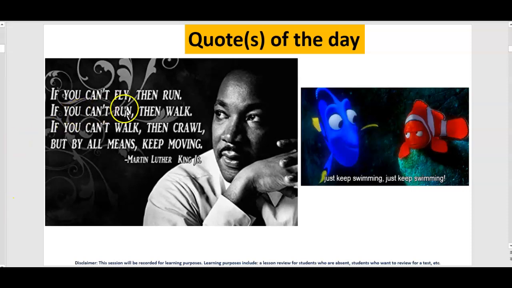If you can't fly, then run. If you can't run, then walk. If you can't walk, then crawl. If by all means, keep moving. Just keep swimming. Just keep swimming.